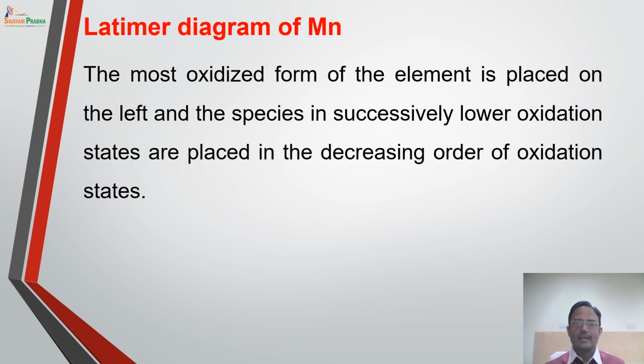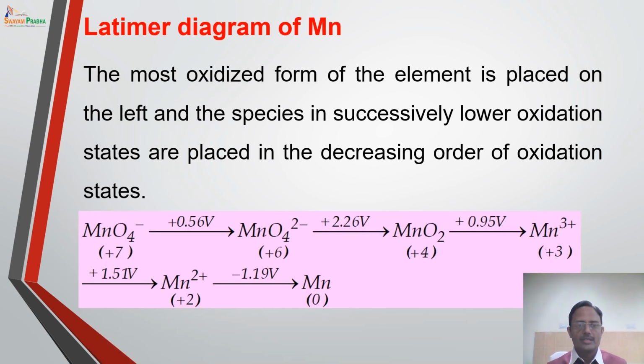Now what is a Latimer diagram? It is a diagrammatic representation of all the oxidation states, starting from the highest oxidation state on the left hand side to the lowest oxidation state on the right hand side. See an example.